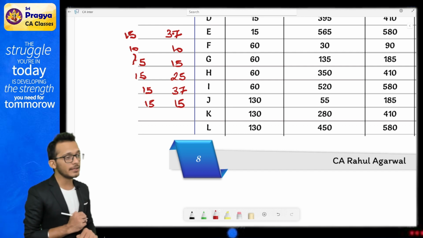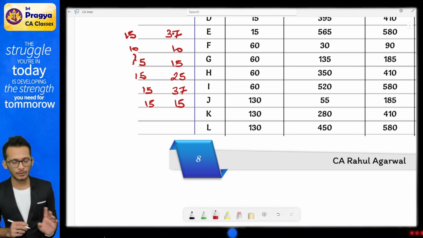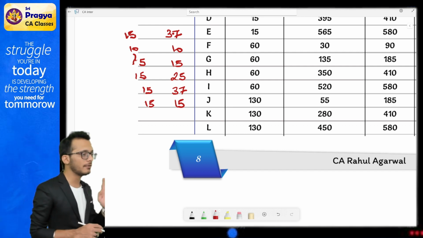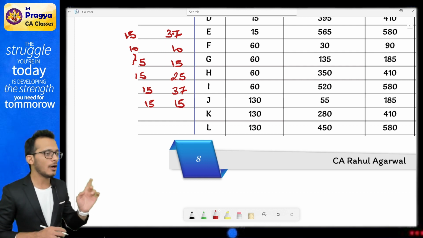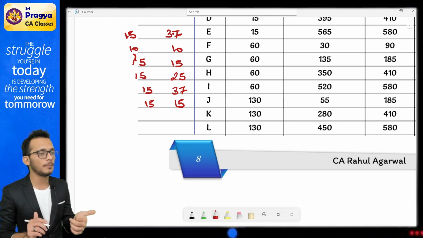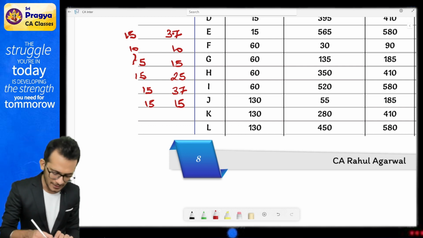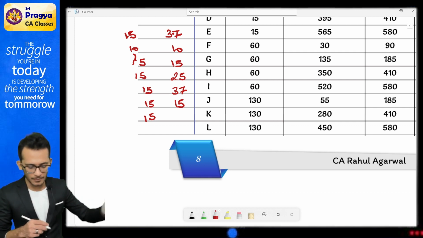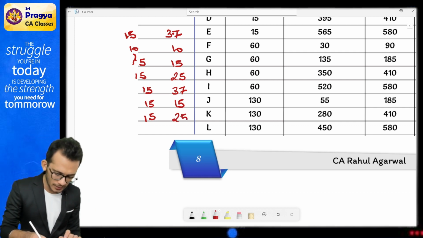Then you have 130 and 280. Notice this carefully. You have 130 of special, 280 for normal. Therefore total is 410. You are now more than 2 crores. Therefore enhanced surcharge should apply but will not apply on special. Special will become 15. The other will become 25 because it is more than 2 crores.